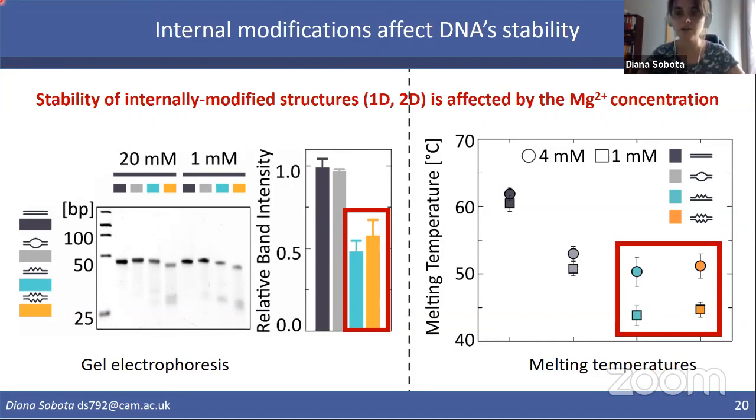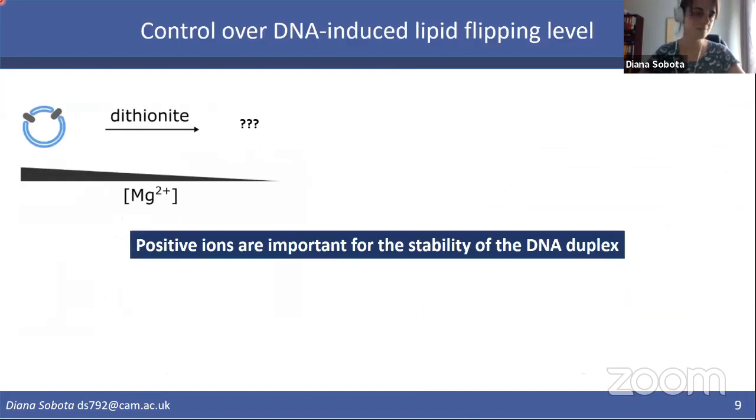Okay, so I know that probably for people that deal a lot with lipids and not with DNA at all, this may be confusing, but let's just remember this one part. Internally modified constructs are sensitive to changes in magnesium. This made us think, okay, so how about we perform exactly the same thing? So we're still aiming to flip lipids, but what if we now change the concentration of magnesium during the assay?